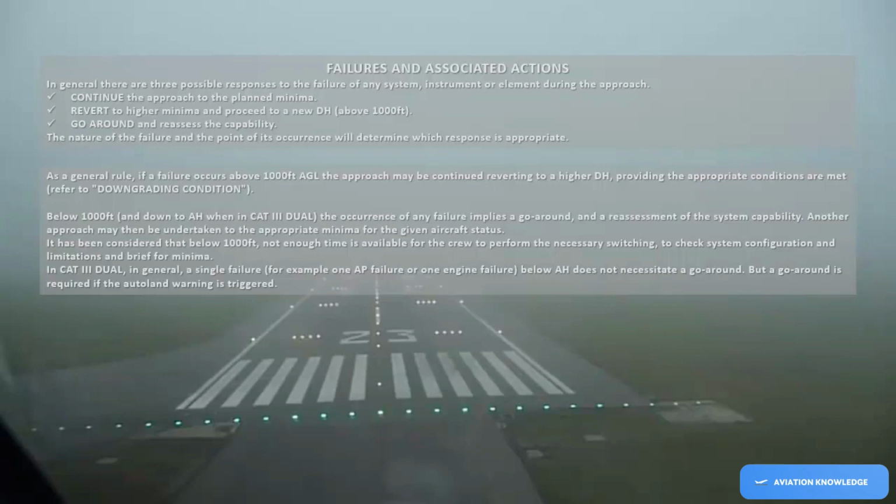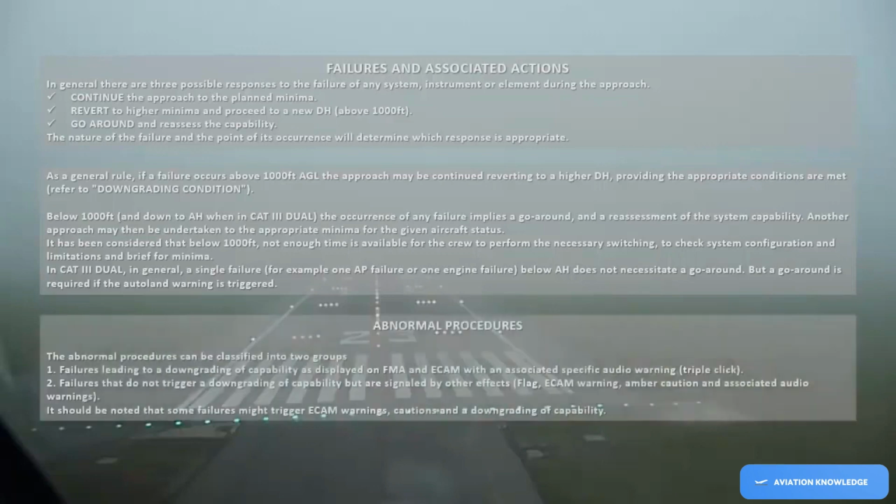It has been considered that below 1,000 feet, not enough time is available for the crew to perform the necessary switching, to check system configuration and limitations and brief for minima. In Cat 3 dual, in general, a single failure, for example one autopilot failure or one engine failure, below alert height does not necessitate a go-around. But a go-around is required if the autoland warning is triggered.